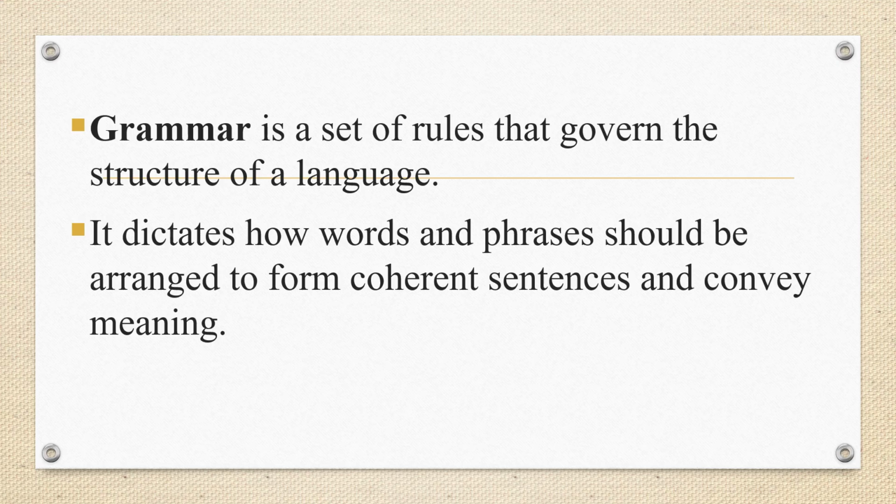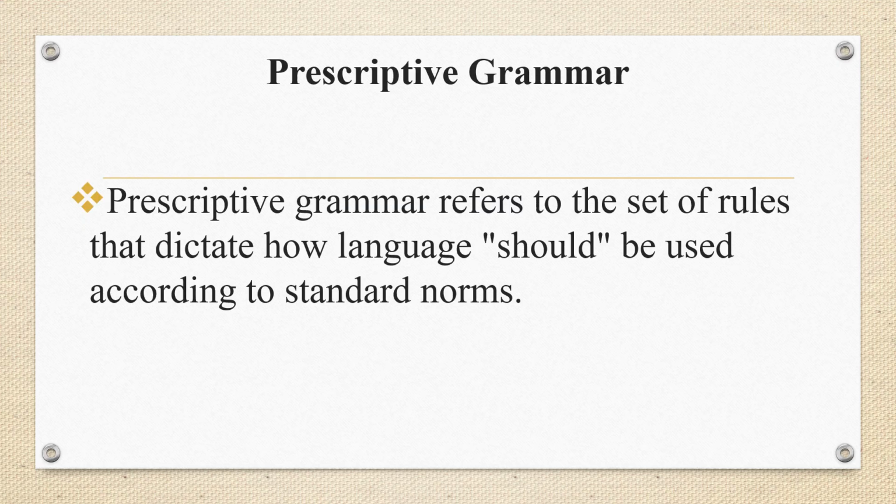Linguists have identified different types of grammar, each emphasizing various elements of linguistic structure and function. So let us now see the types of grammar one after the other. As a whole, grammar is a system of rules that allows us to structure a sentence. So first we have prescriptive grammar. Prescriptive grammar refers to a set of rules that dictate how language should be used according to standard norms. It is often associated with formal language usage and aims to establish clear and consistent standards for language.